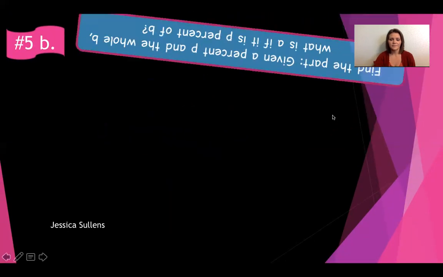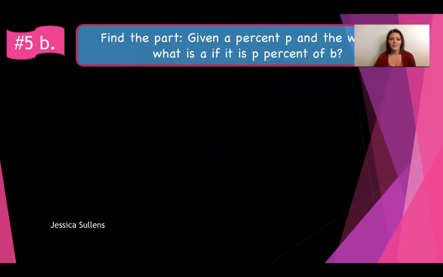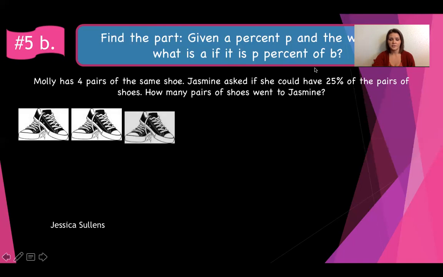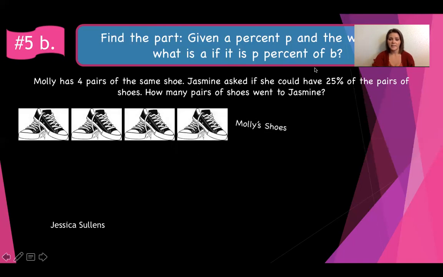Okay. For our next one, find the part given a percent and the whole B. What is A if it is the percent of B? So what we're going to do is: Molly has 4 pairs of the same shoes, and her sister Jasmine asked if she could have 25% of the pairs of shoes she had. How many pairs of shoes went to Jasmine?